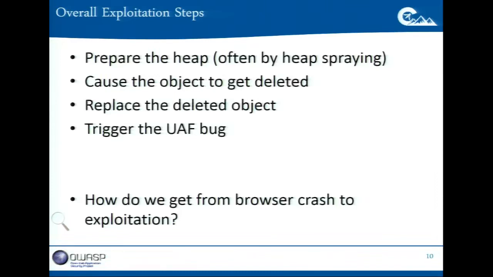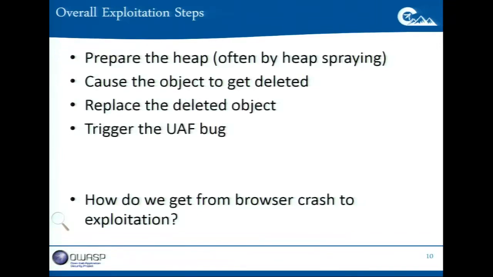There's also ways that you can create very specific size objects. I mean, there's many different ways we can do it, and I'm going to explain a couple. But we need to prepare the heap somehow. We need to cause the object to get deleted prematurely. So however we found it, through fuzzing or whatever, we found this condition. We need to force that object to get deleted prematurely so that way we can replace it.